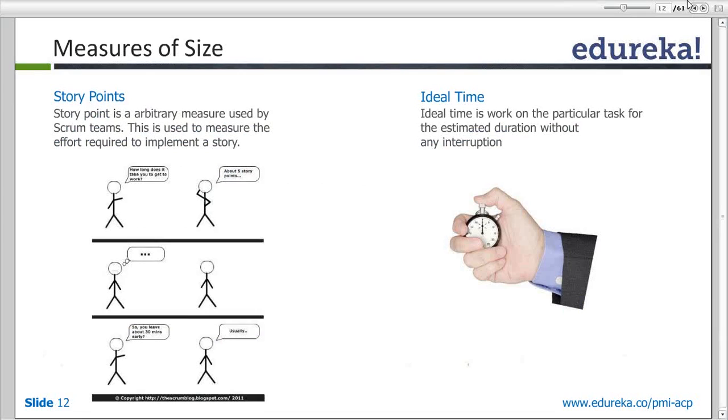So let's understand what a story point is. A story point is an arbitrary measure used by a Scrum team. It is used to measure the effort required to implement that story. Clear? Any doubts on this? I didn't understand what a story point is. Can you give me some example? Okay. So you have not got the complete concept?